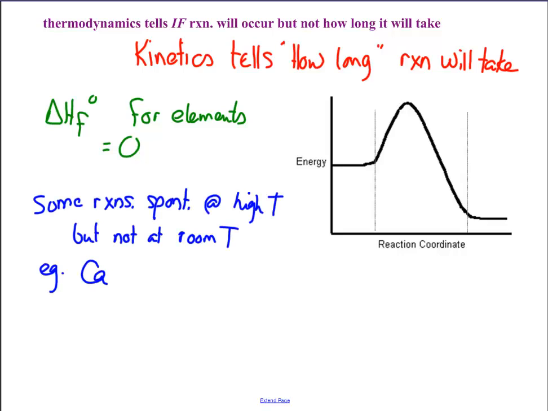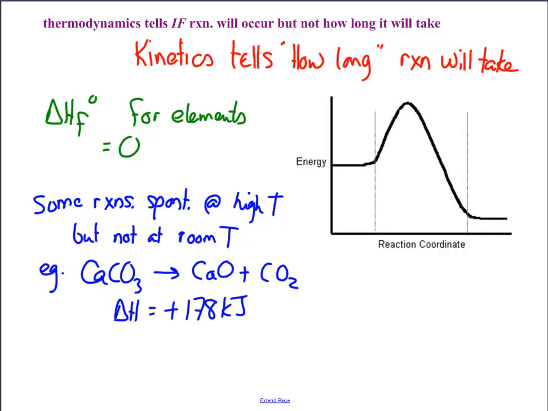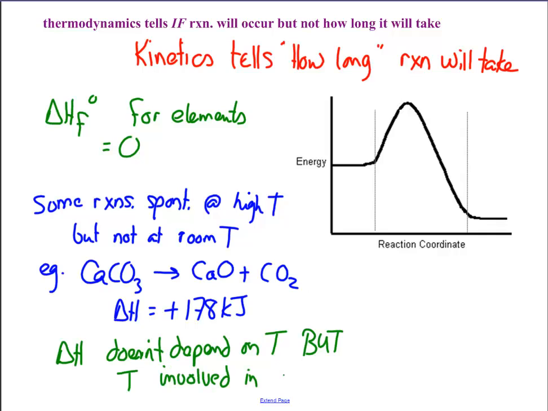We take calcium carbonate. Calcium carbonate decomposes to calcium oxide and carbon dioxide. We have a delta H of positive 178 kilojoules, so it's an endothermic reaction. The reaction requires energy, as delta H tells us. But if we have this reaction running at a high enough temperature, if we supply enough energy, it will go by itself. So delta H doesn't depend on temperature, but temperature is involved in determining the spontaneity of the reaction.